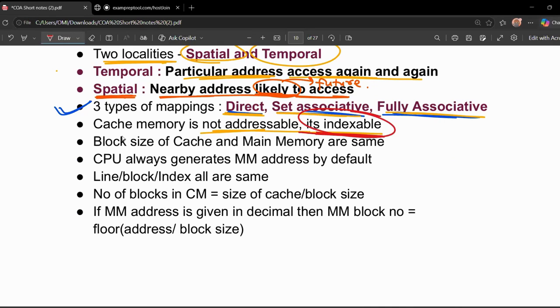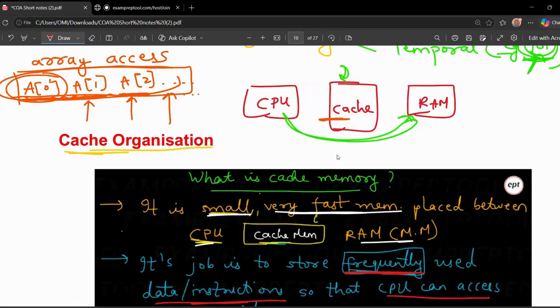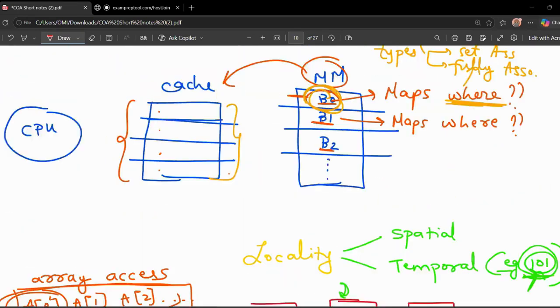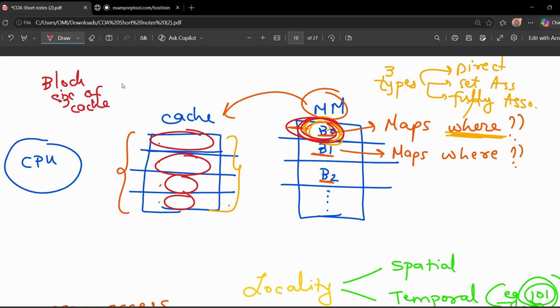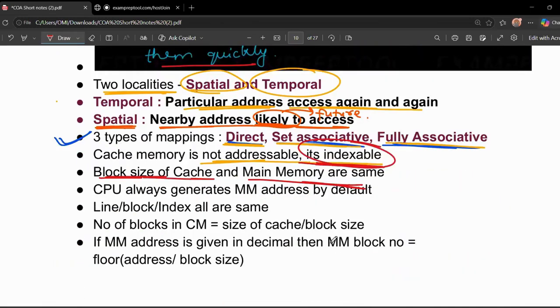Now see the next point. The block size of cache and main memory are the same. If you have learned COA, you would know that the block size of cache is the same as the block size of main memory. Yes, the block size is same to same.